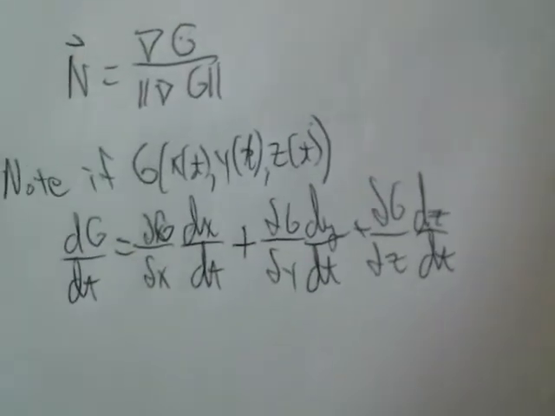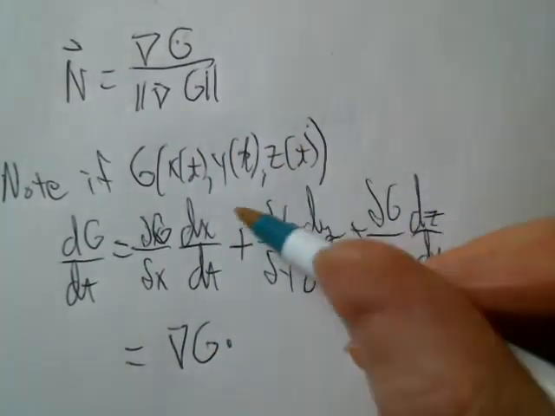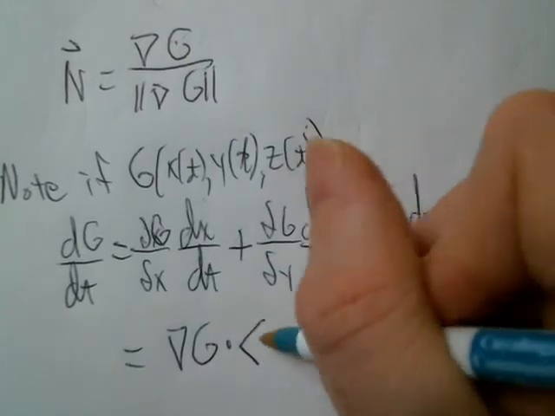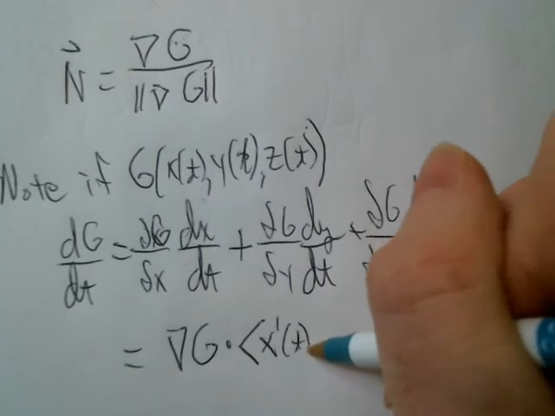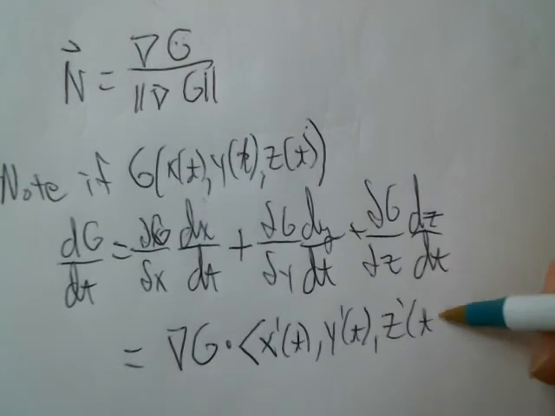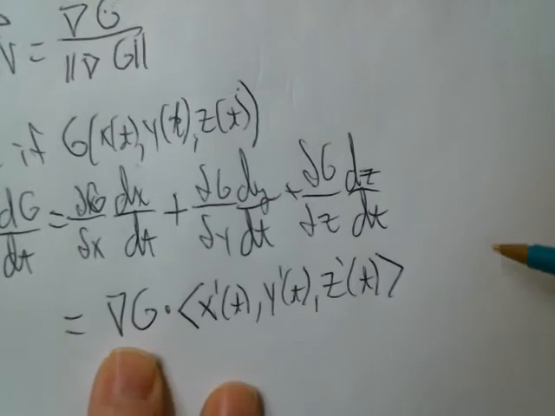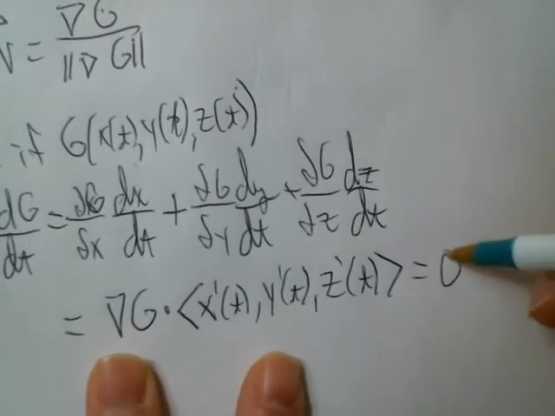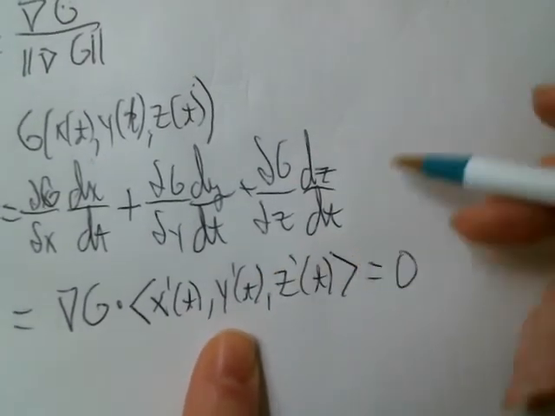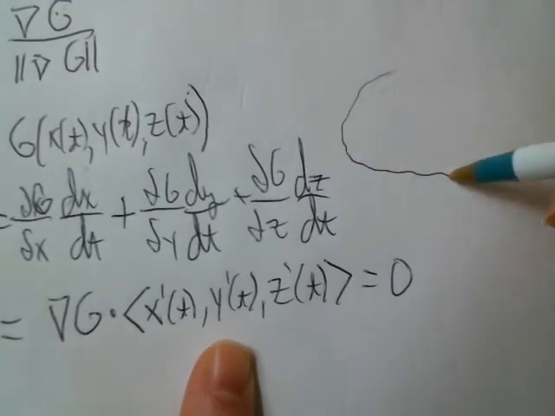So basically, what is this thing? This thing is the gradient of G dotted with this dx/dt, dy/dt thing. So some vector x prime of t, y prime of t, z prime of t. Okay? So what this is saying is basically that if this is equal to 0, the gradient vector is perpendicular to this thing. It's basically just a tangent vector to the curve on the surface.